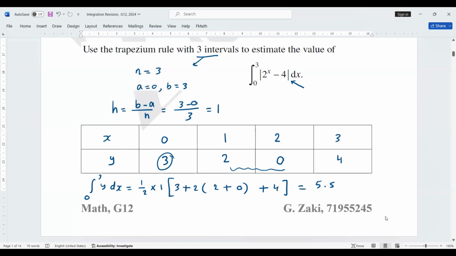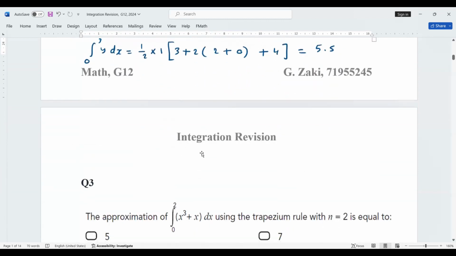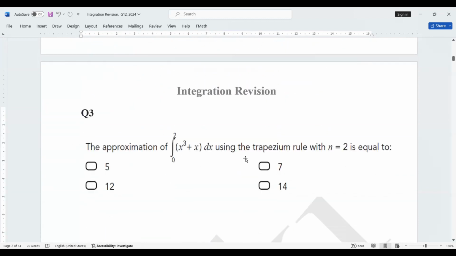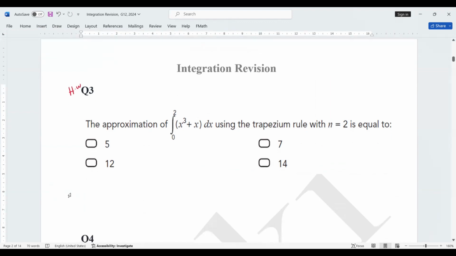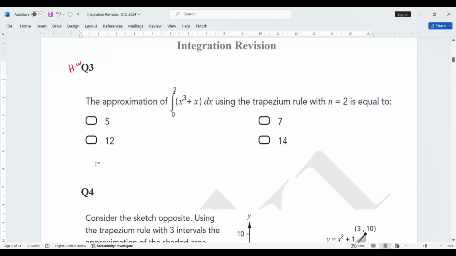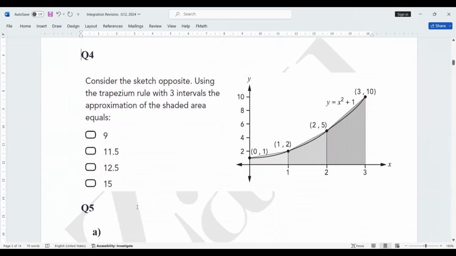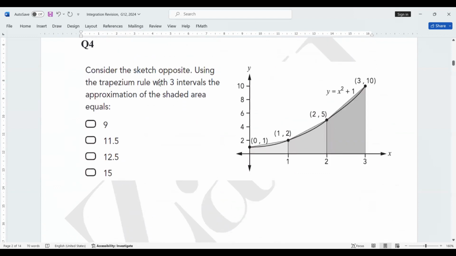Okay. Next question. Now I keep this as homework for you. So think of that one. So this will be a homework for you. Next. Think of question number 4. Just a few seconds, please, here.